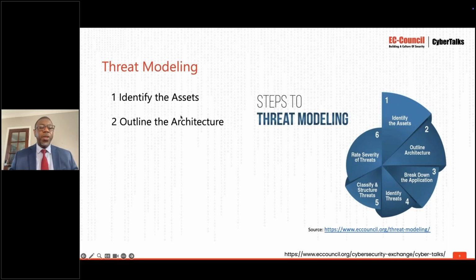We want to outline the architecture. We want to be able to know exactly where things are connected. We want to know that this switch is connected here, this server is connected here. We want to ensure that we have the whole architecture outlined. And in the event that there is a threat within the architecture, we know exactly where we need to go and we can respond quickly.